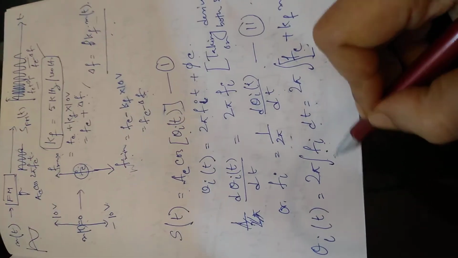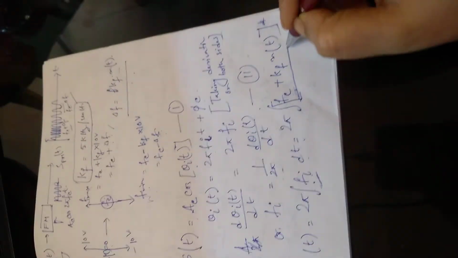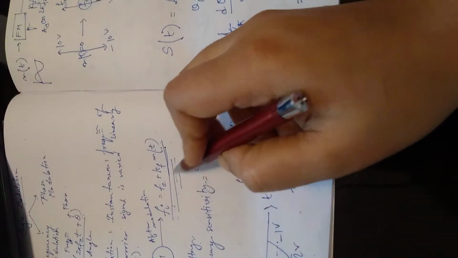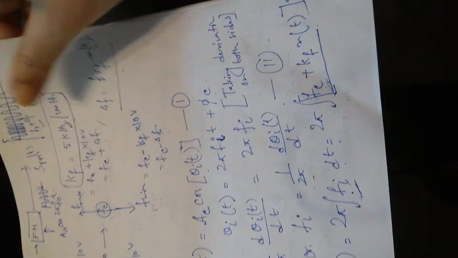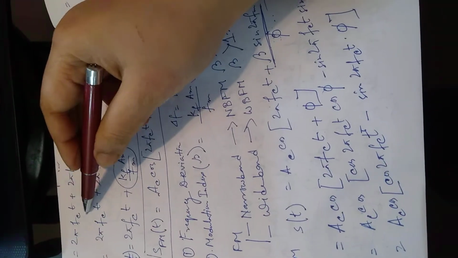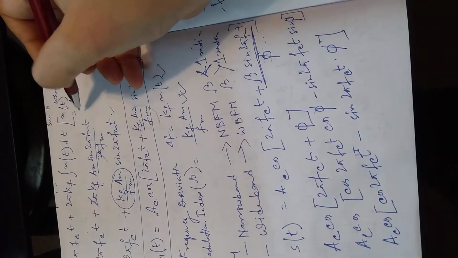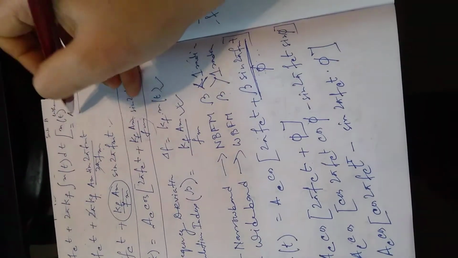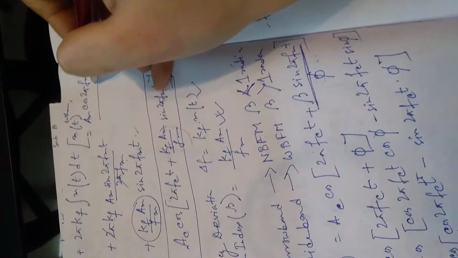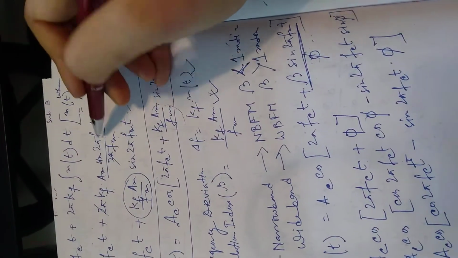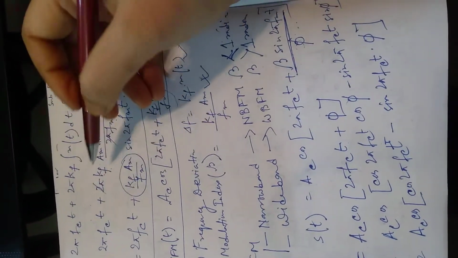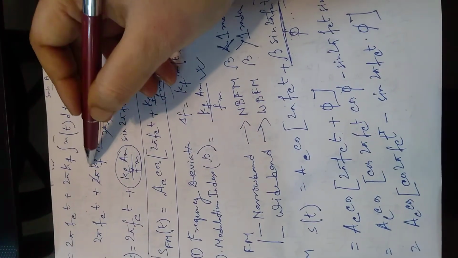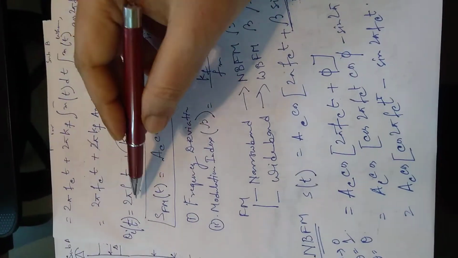Next, instead of this fi, I will put this value fc plus kf m(t), because I have previously taken the value as fi equals fc plus kf m(t). So now I will integrate the entire part, and that will give me 2 pi fc t plus 2 pi kf integration of m(t) dt, and that m(t) I have taken as Am cos 2 pi fm t. So if we do the integration of this part, Am cos 2 pi fm t, that will give me Am sin 2 pi fm t by 2 pi fm. This 2 pi will get cancelled and only this part remains, that is kf Am by fm. So that only I have written.